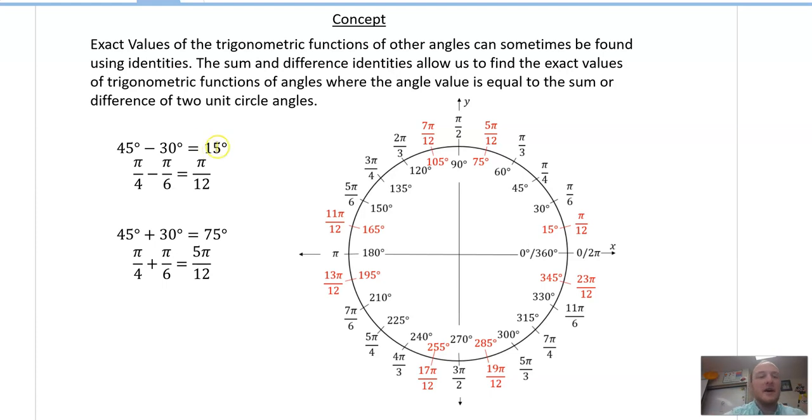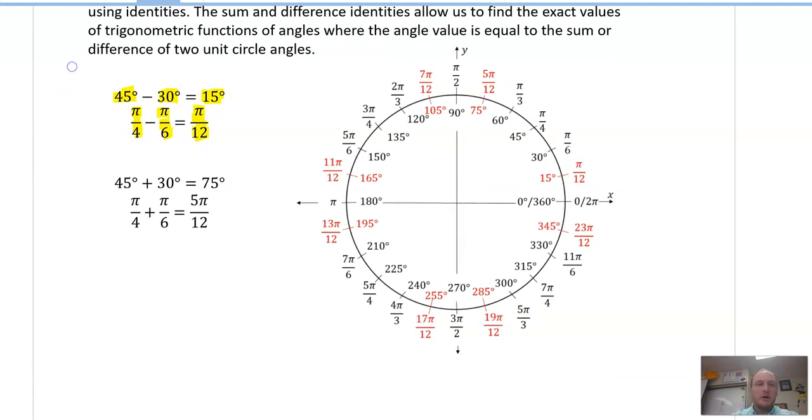Say I wanted to find an angle of 15 degrees. Wouldn't you agree that 15 degrees is 45 minus 30? And I know the coordinate locations of a 45-degree angle and a 30-degree angle. Converted to radians, this would be pi 4ths minus pi 6, which gives us pi over 12. That would be a difference.